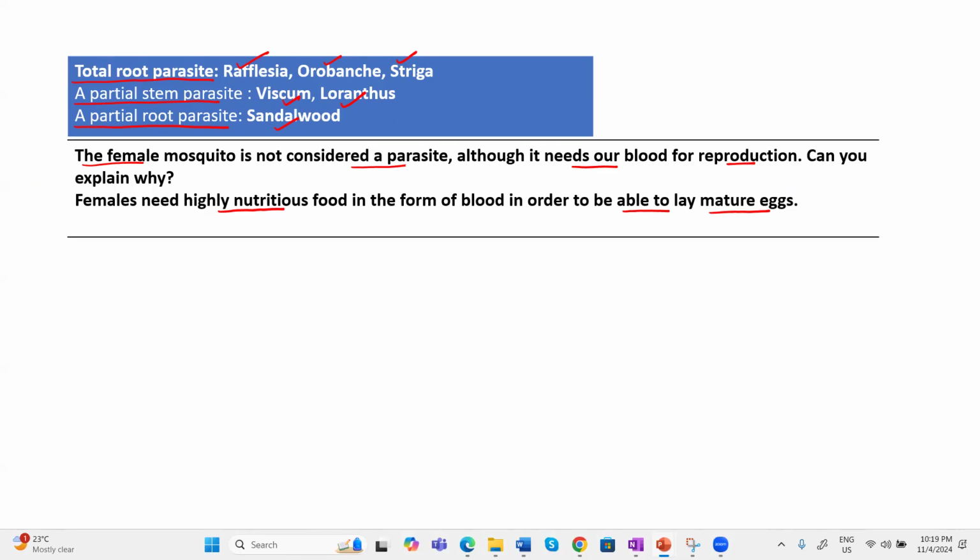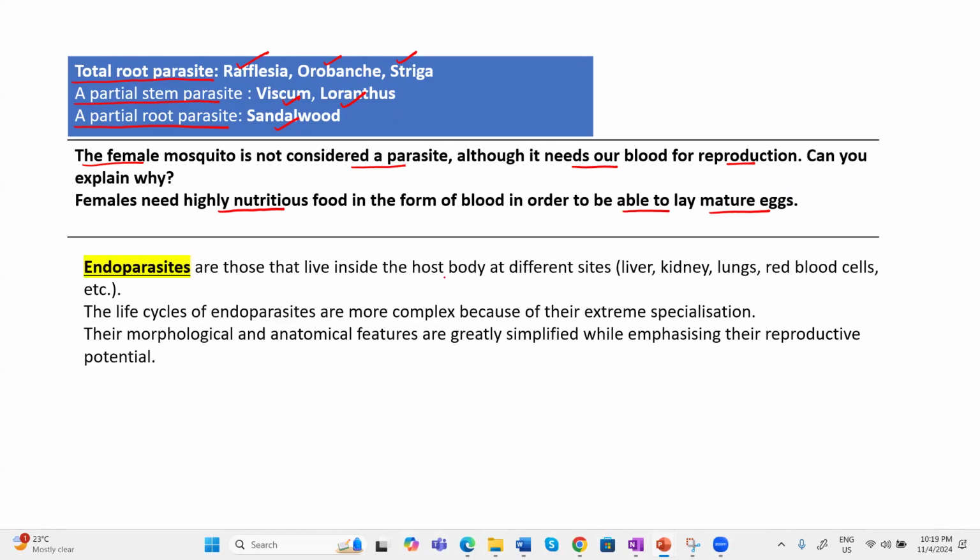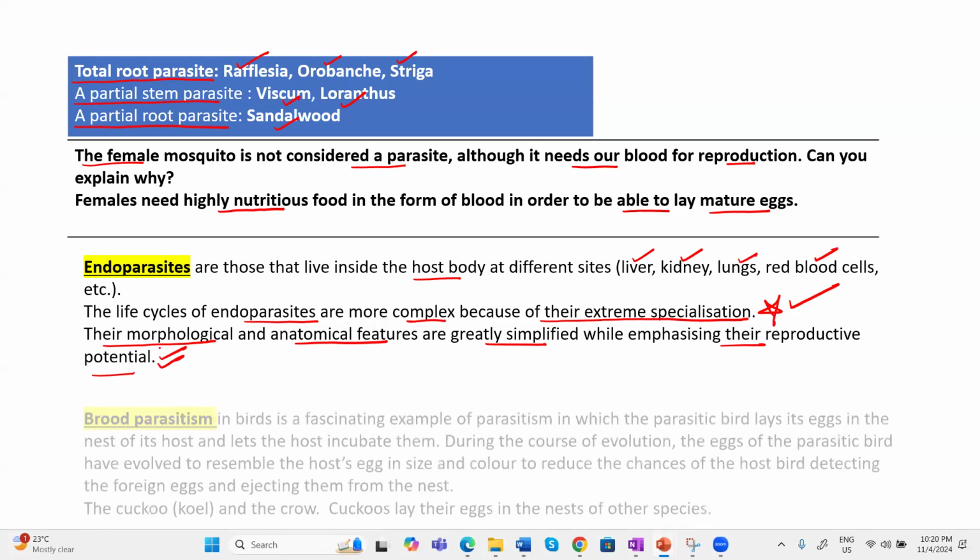Clear, beta? Next, endoparasites, which live inside, in examples like liver, kidney, lungs, RBC. And the life cycle of endoparasites is more complex because of their extreme specialization. NCERT statement question, please learn: their morphological and anatomical features are generally simple, but their reproduction is very, very complex.